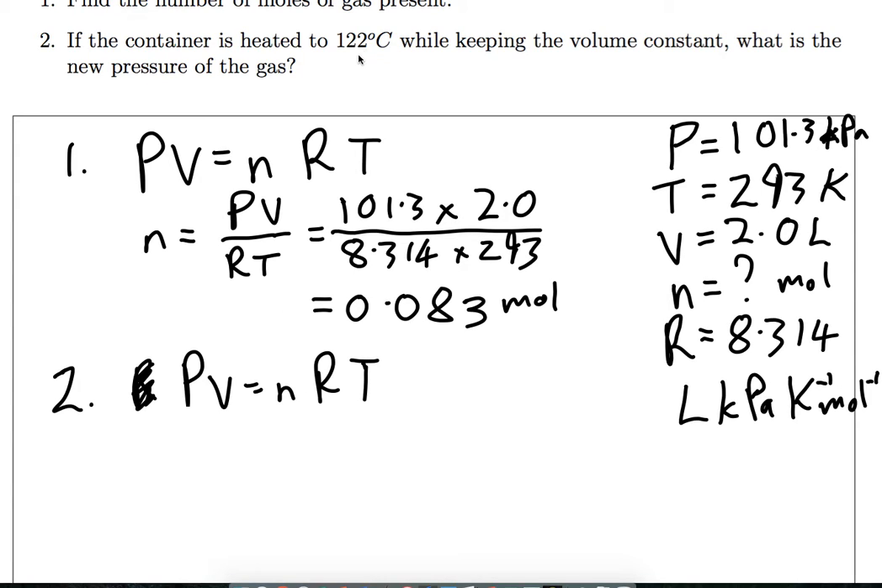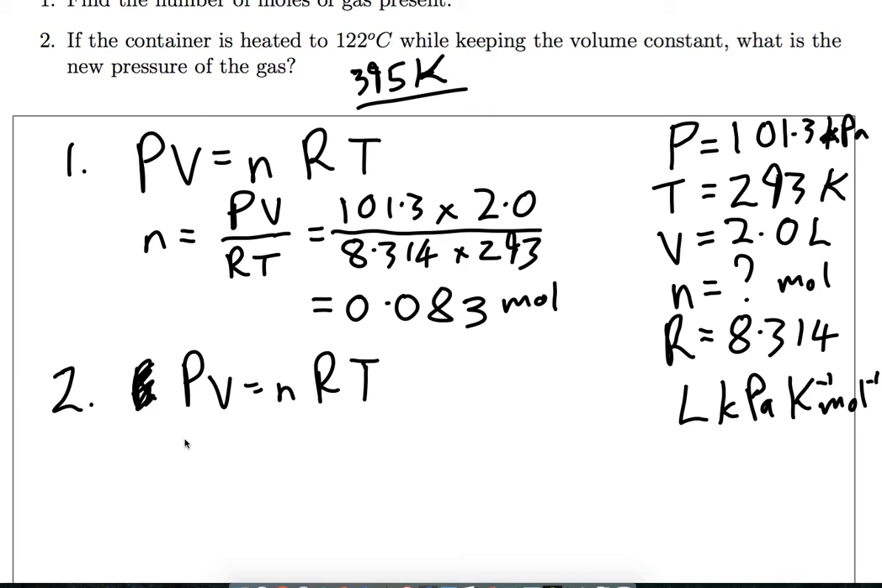I've been asked, if the container is heated to 122 Celsius, well, little alarm bells ring because that's not in Kelvin, so we have to convert that to Kelvin. 0 Celsius is 273.15 Kelvin, but the 0.15 can be ignored for most normal purposes. So 273 plus 122 is 395 Kelvin. So that's the temperature we actually want, and that's the only thing that's changed. Everything else in our list is the same, except that we've changed the temperature, kept the volume constant, and we want to know the new pressure.